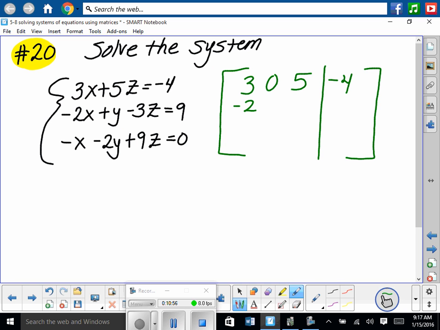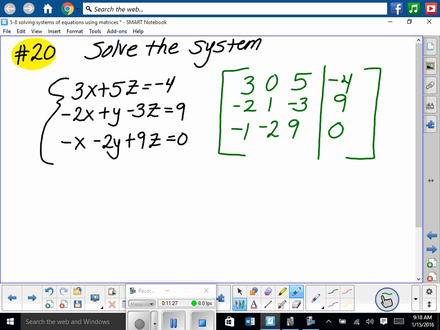Okay. So then we have negative 2, 1, and negative 3, and 9. We have negative 1, negative 2, 9, and 0. And now, if we can get this in reduced row echelon form, meaning ones down the diagonal, zeros everywhere else, then we will have solved for x, y, and z. So I'm going to show you now how to type it into your calculator. You need that matrix, so keep it close.